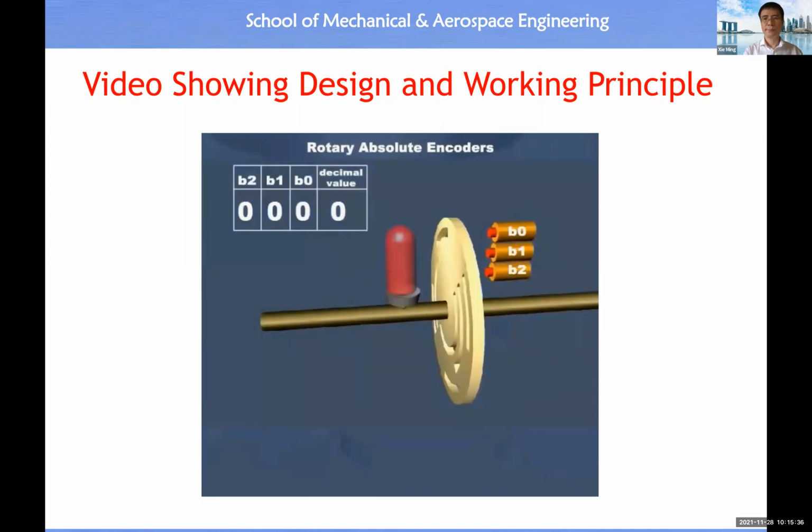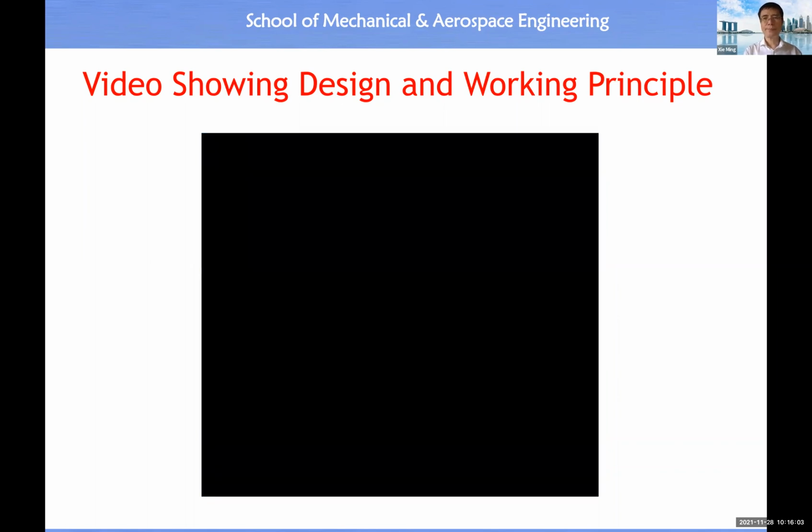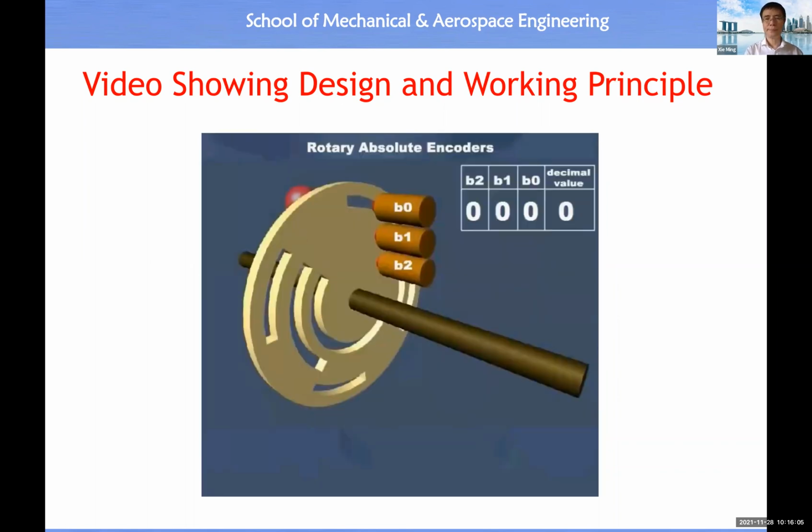The rotary absolute encoder shown here has 3 sets of slots and hence uses 3 photocells. As discussed earlier, with 3 photocells, an absolute encoder can detect 8 unique positions. In other words, the full shaft rotational angle of 360 degrees can be divided into 8 angular intervals of 45 degrees each that can be uniquely detected by the encoder. Here is another view of the 3-bit rotary encoder.